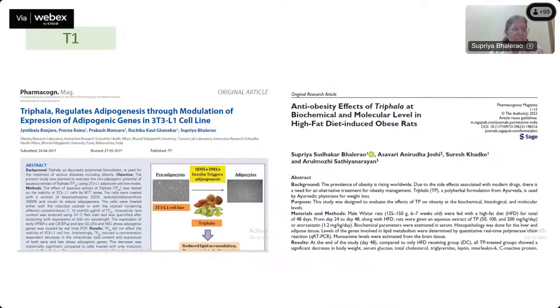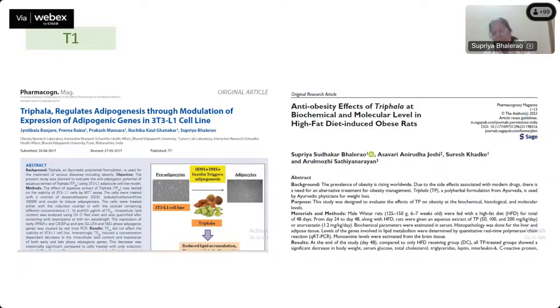Then we moved to T1, and we showed how Triphala regulates adipogenesis through modulation of expression of adipogenic genes in the 3T3-L1 cell line. And we also showed how it works on a molecular and biochemical level in high-fat diet-induced obese rats. So this forms T1, that is the stage 1.